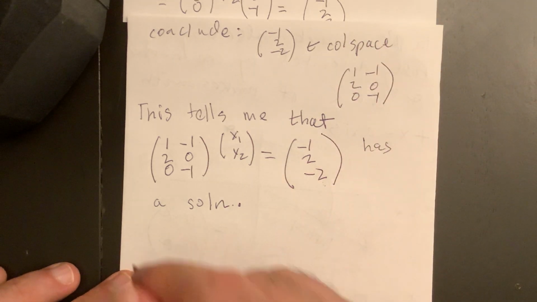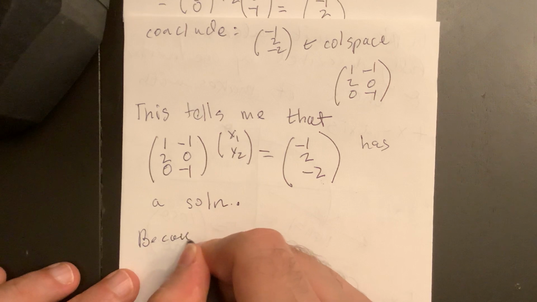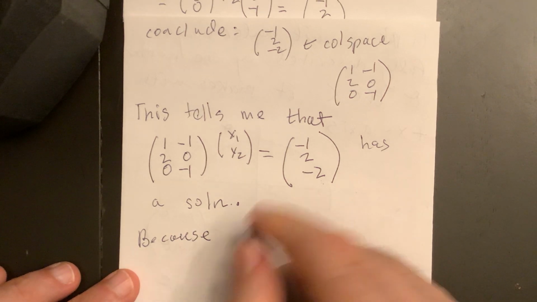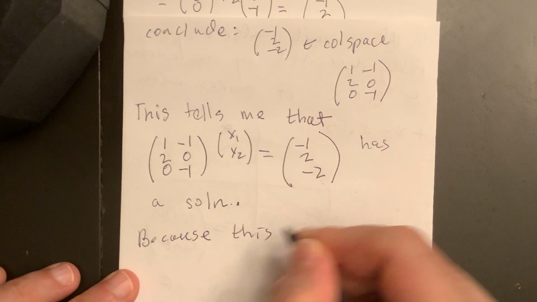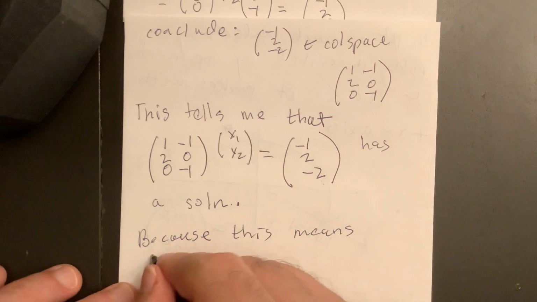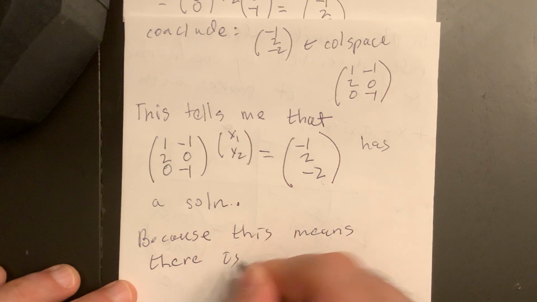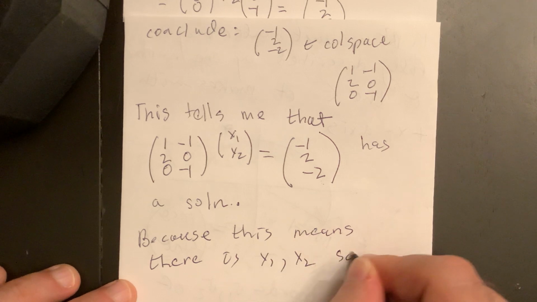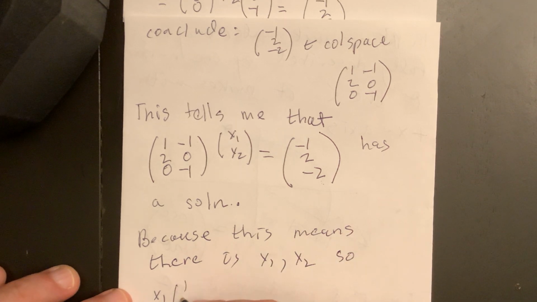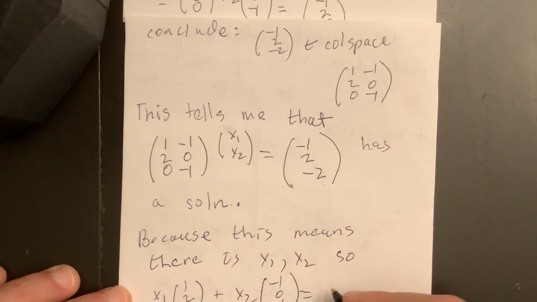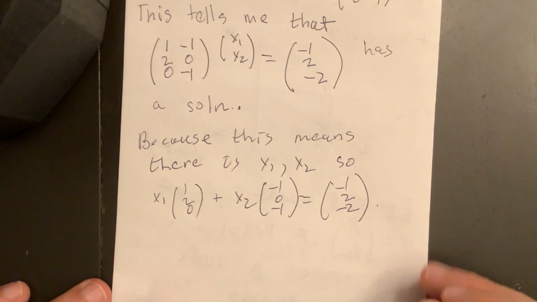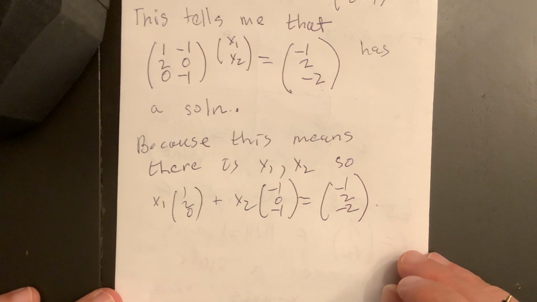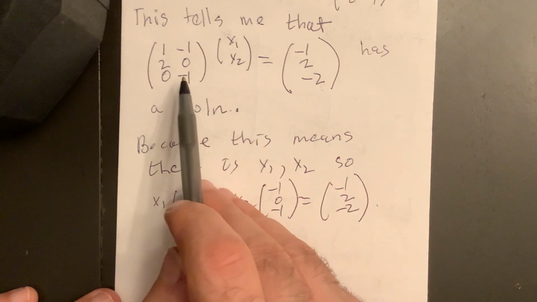So, why? This is because this is in the span of this, because this means there is x1 and x2, so that x1 times 1, 2, 0, okay, almost there. Now, to go from here, I just want you to see what other form this has.